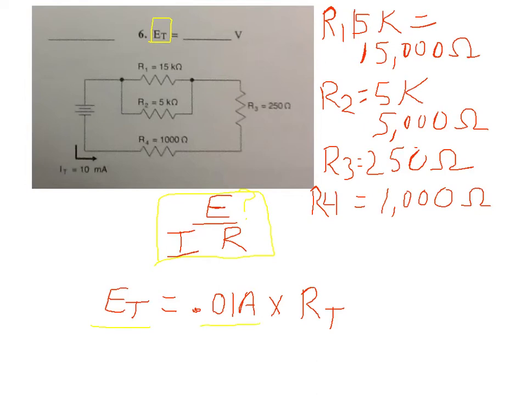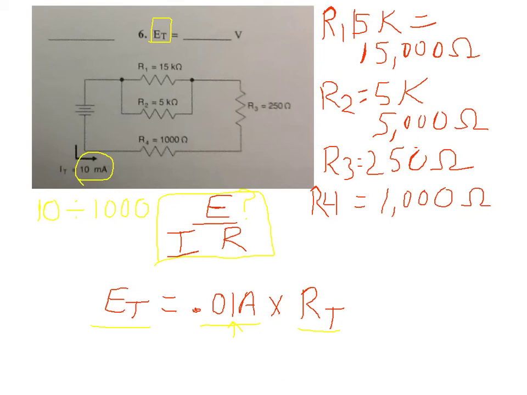Notice they gave it to us again in milliamps, so we had to do a conversion. So I took the 10 and I divided it this time because we're going up to our base unit. So I divided that by 1,000. That gives me my 0.01 amps down here. And we still need to find our resistance total, so that's kind of our first step.